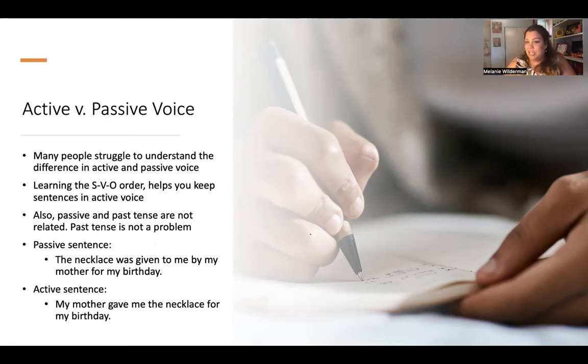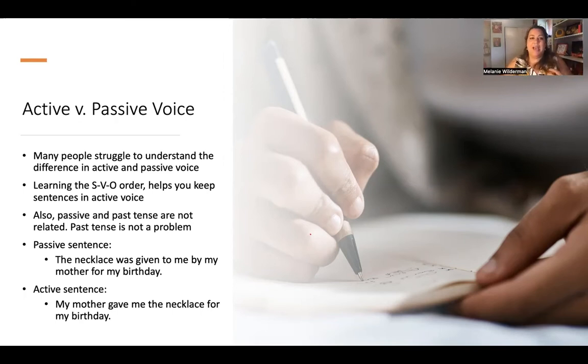Then there's something I need you to get out of your head, okay? Passive has nothing to do with past tense. No matter what tense a sentence is in, present, future, past, whatever, it could be passive and we would still need to rewrite it. So passive and past tense are not the same thing. They're not synonyms. Past tense is not the problem. If something happened in the past, write the sentence in past tense.